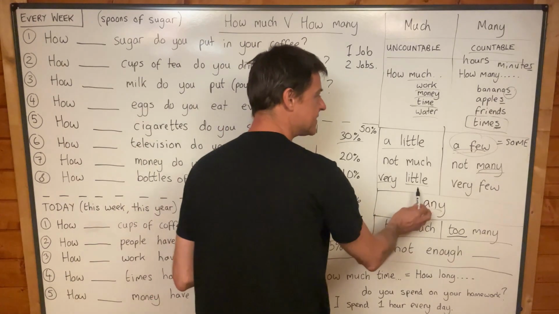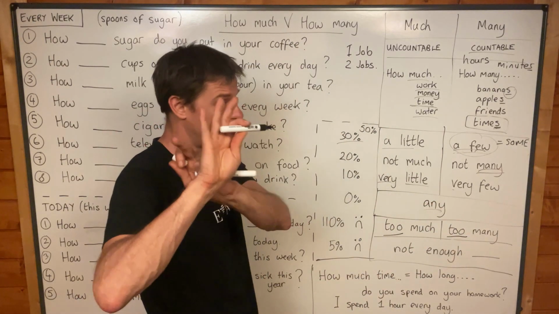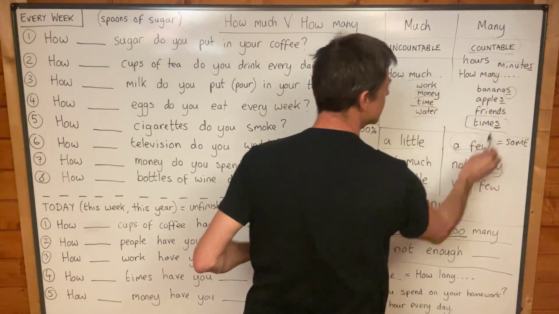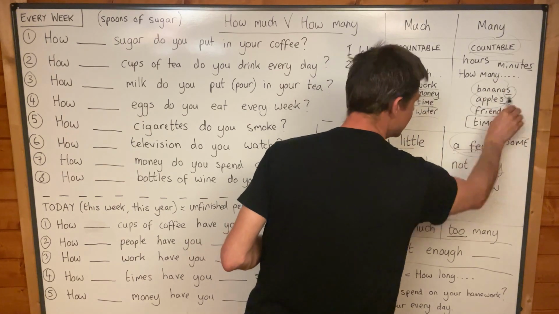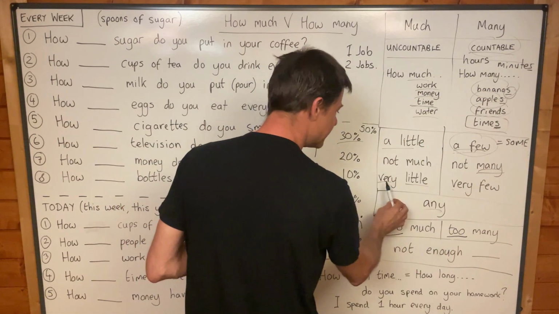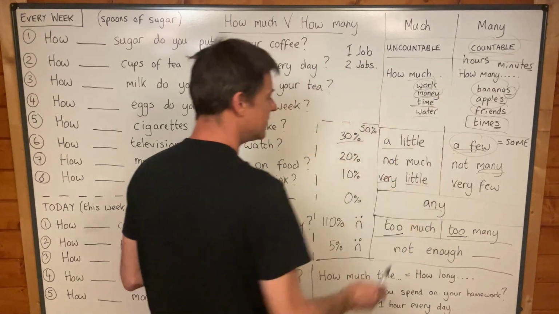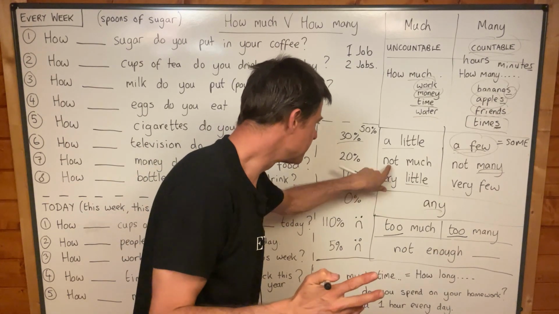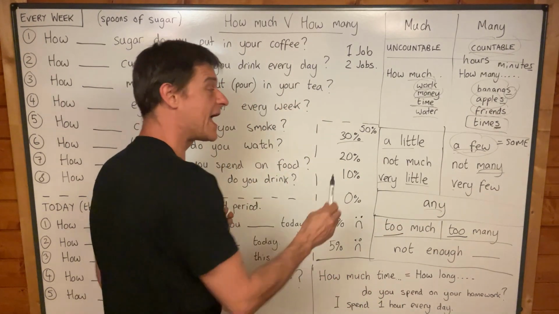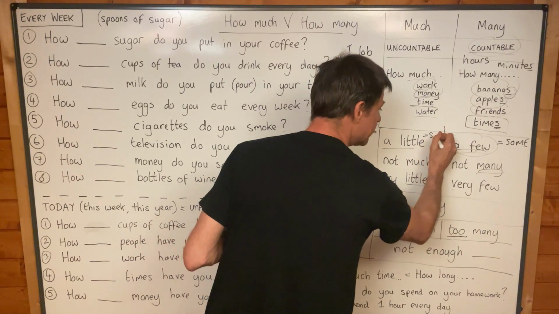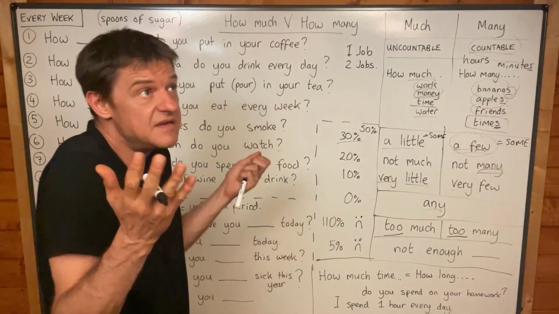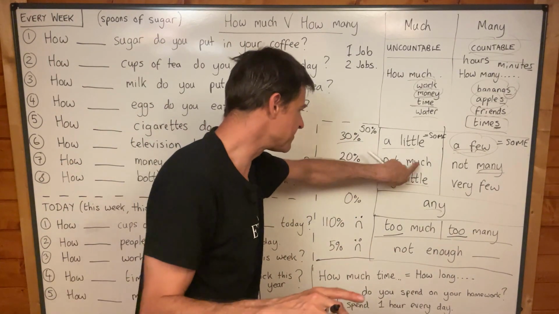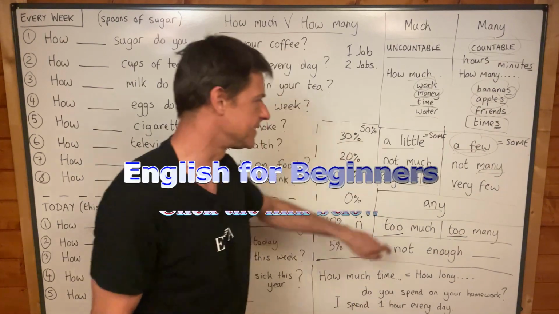I can't say very few money. It's not possible. Very few is countable. So it's very few friends, very few apples, very few bananas, but very little work, very little money. Not much money. And if you say I have a little money, it means some, maybe a few thousand in the bank. It's not true. I don't have much money. I have very little money.